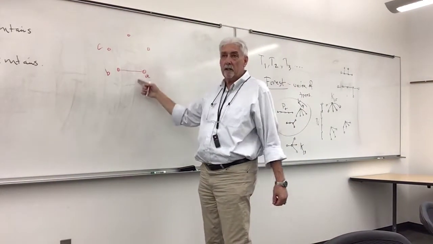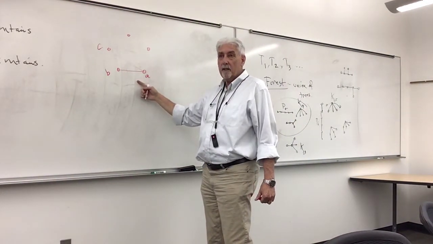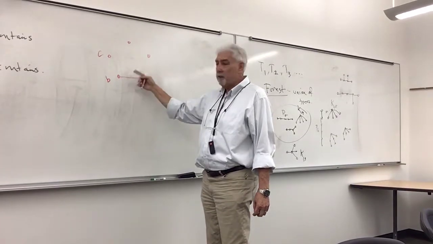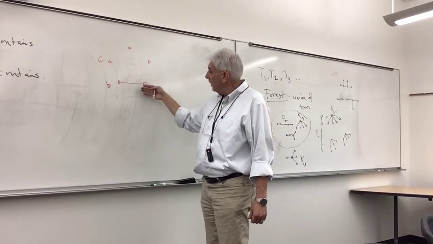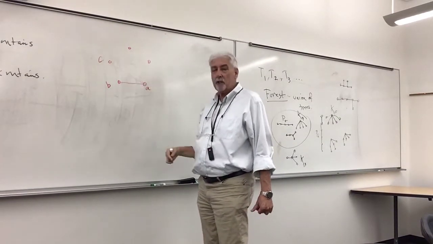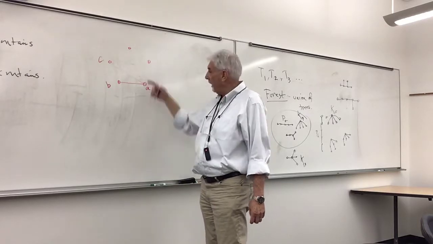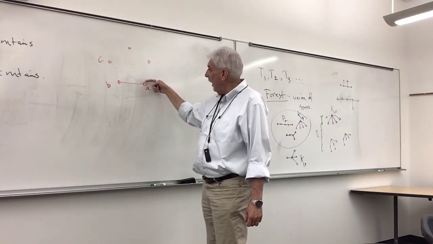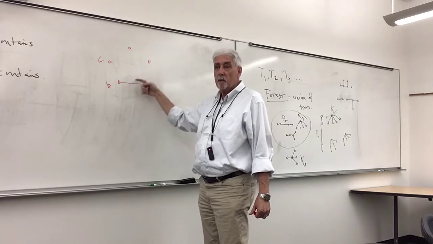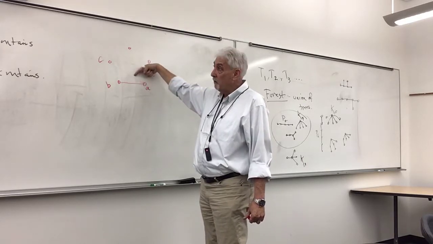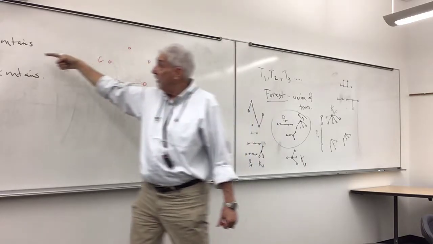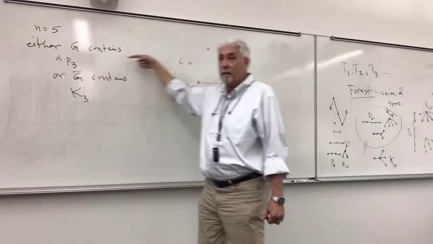Do we need another case? This is G, right? Oh, it's either G or G complement. Well, let's stick with this is G. Suppose A is adjacent to 2 vertices in G. Okay, this is G, and suppose A has degree 2. Then this is G. So either G contains a P3, so we're done.